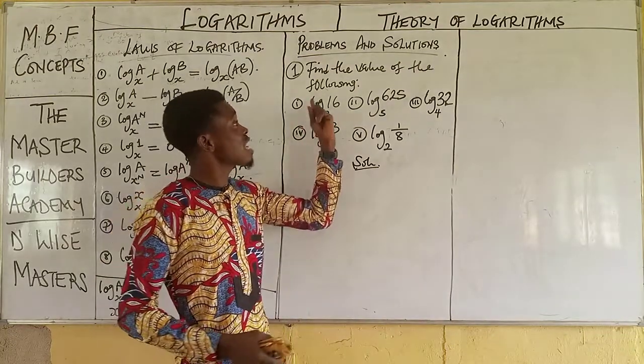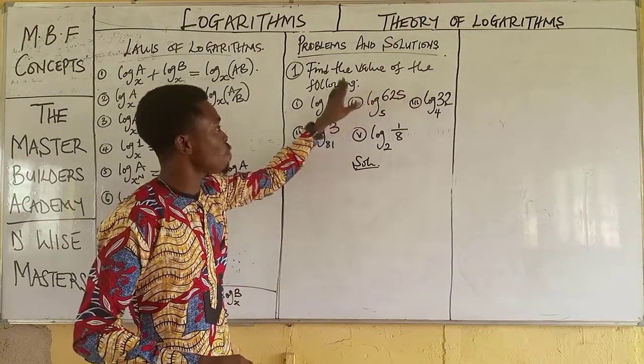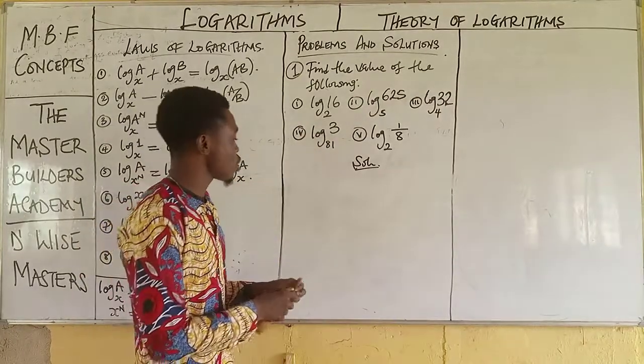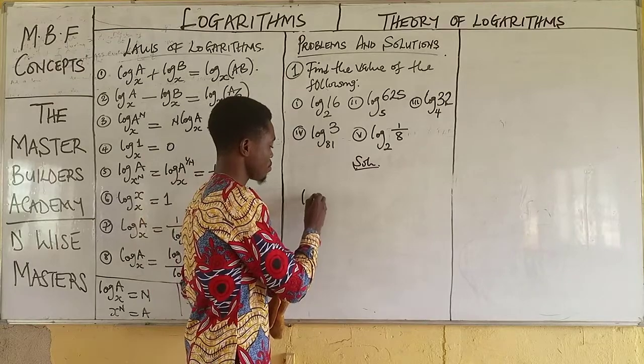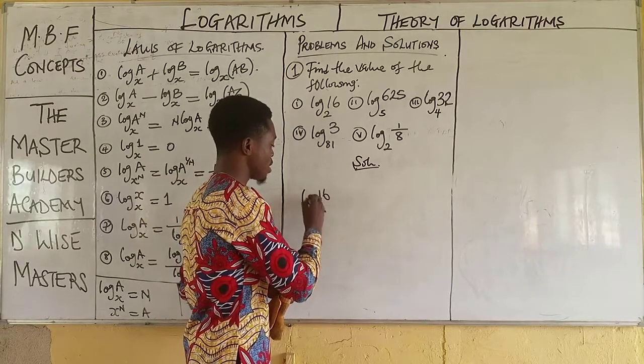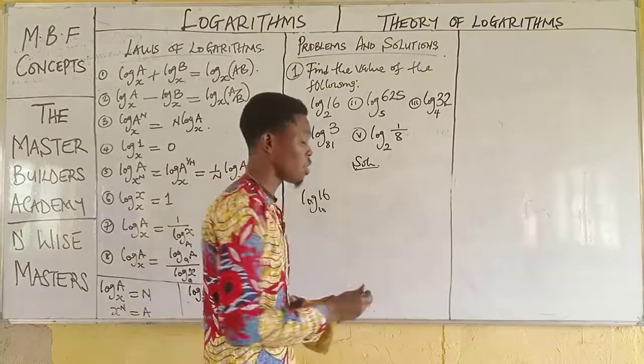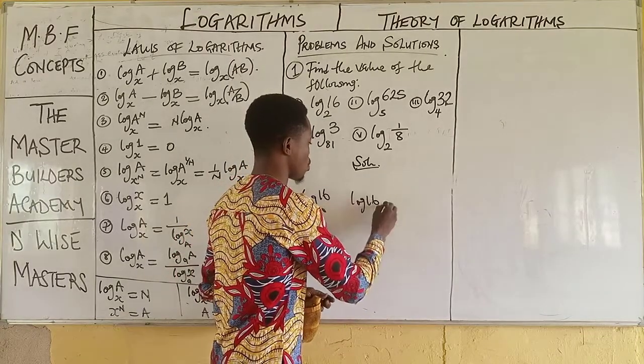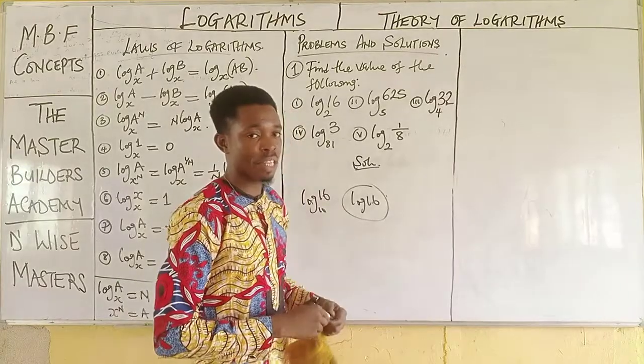Now, we are asked to find the value of the following. As usual, if this is log 16 to base 10, you can just punch your calculator and get your answer. Just press your calculator, go to log 16 in your calculator, and you will get your answer.